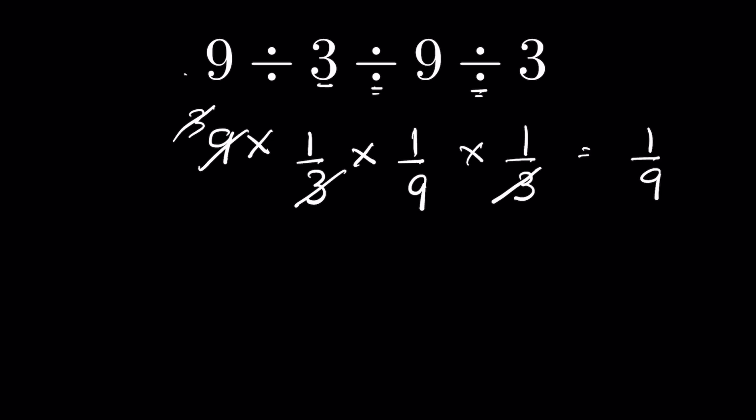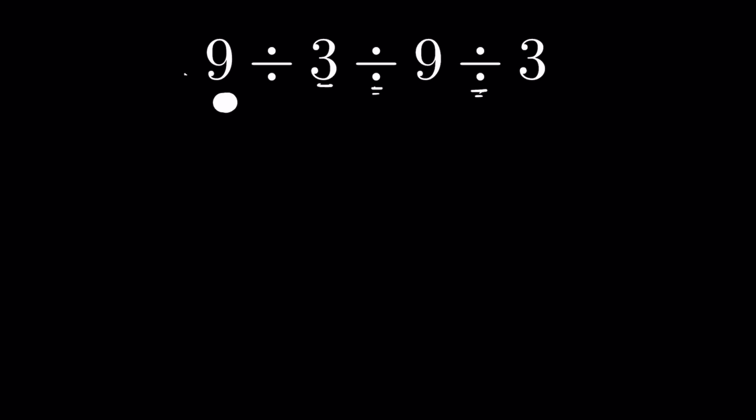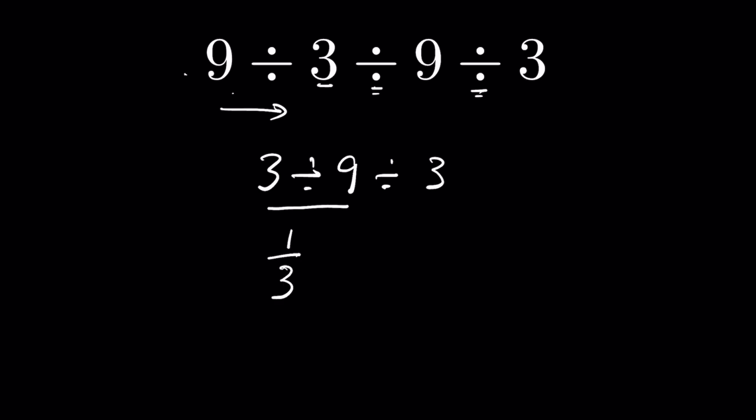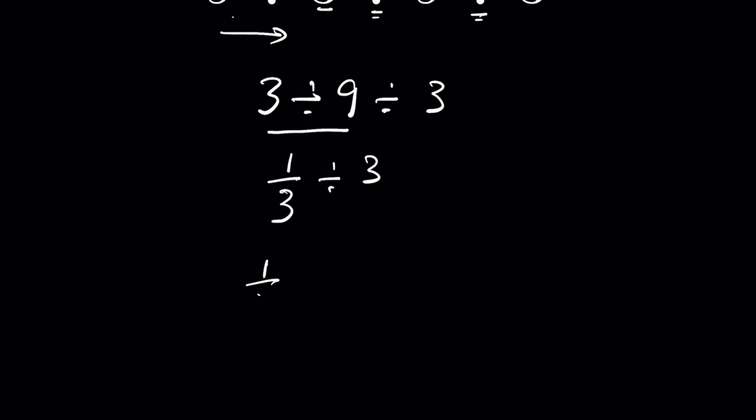There is another way of solving it. If we start solving from left to right, 9 divided by 3 is 3. Then we have 3 divided by 9 divided by 3. Then again, this division we will deal with. So 3 divided by 9 will be 1 upon 3. Then divided by 3. Then 1 upon 3 divided by 3 means 1 upon 3 multiplied by 1 upon 3. So it is equal to 1 upon 9.